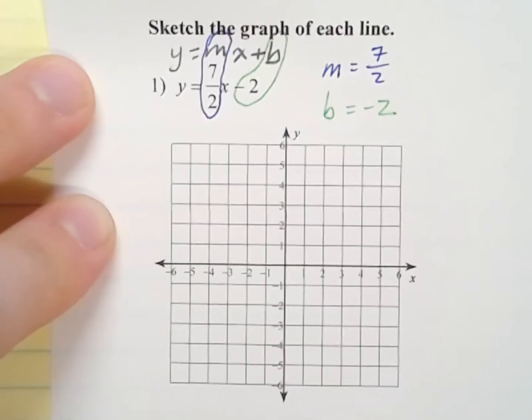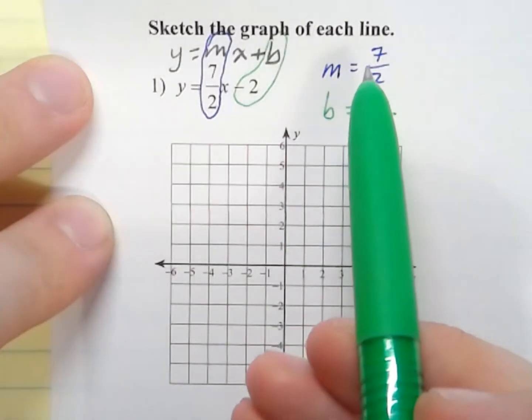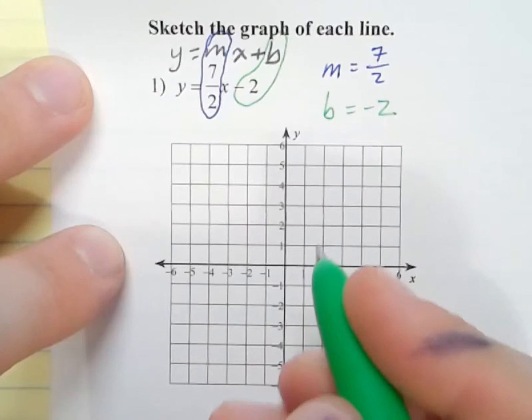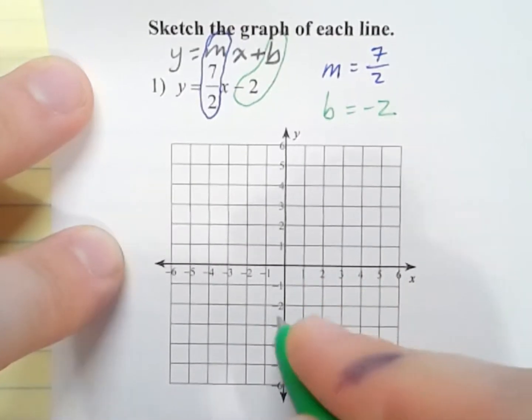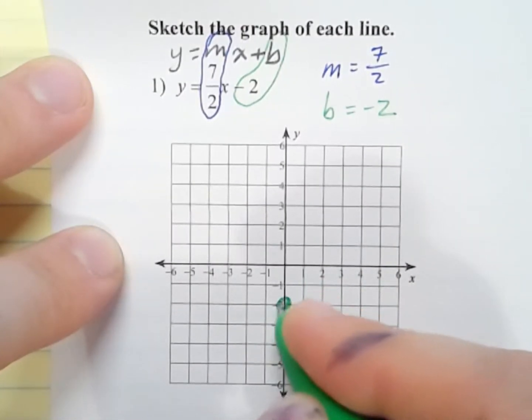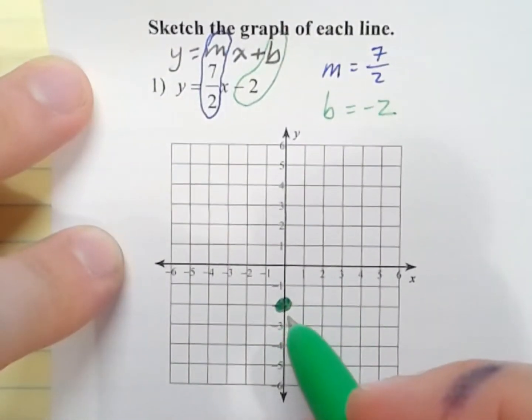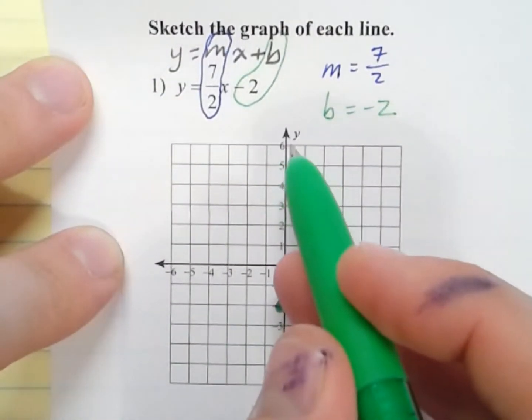Okay, so if we're actually trying to do this, we have to first plot the y-intercept because you got to know where your starting point is, right? There's a lot of different lines that could have a slope of 7/2, but only one of them is also going to have a y-intercept of -2. So the y-intercept of -2 is right here. So that is the first point on our line. That's the green point, -2, and it's on the y-axis.